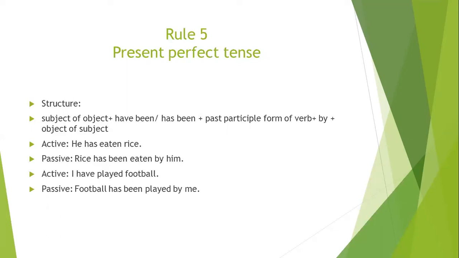So, what will it be in the passive form? It will be rice has been eaten by him. Cadets, how will you recognize that this is in the present perfect tense? You will understand it from the rule that if you see have or has in a sentence, then you will find that that one is present perfect tense. So by seeing has, you will be able to detect it clearly that you need to change it according to this rule.